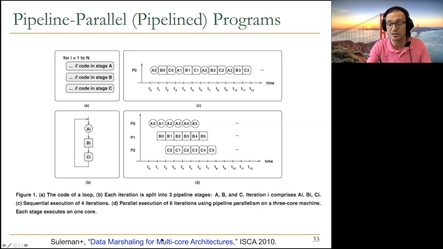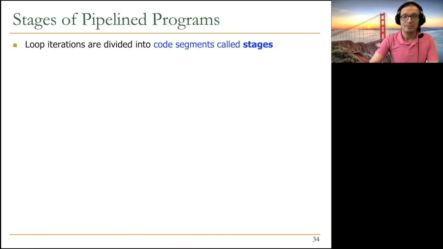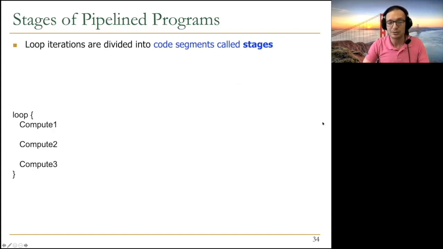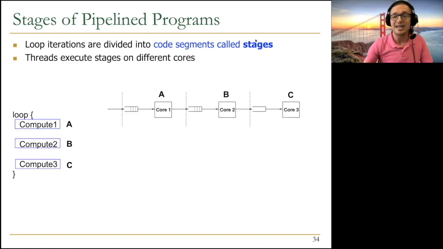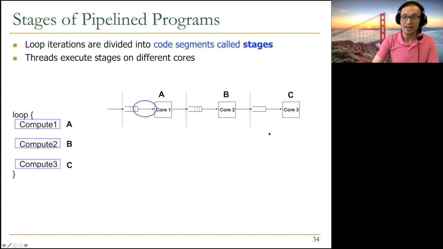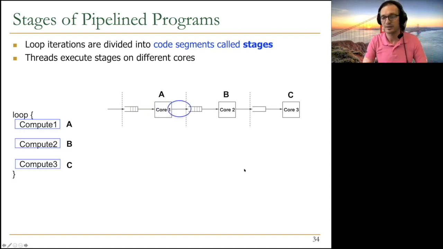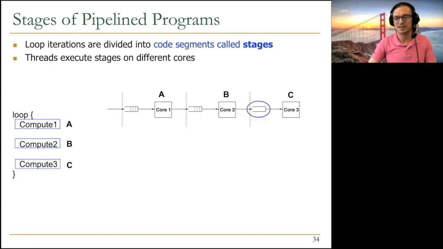If you're interested, you can read this paper that we had written in ISCA 2010. But I've already said this, basically we divide the loop iterations into code segments called stages. And each loop has different parts, let's say 3 stages in this particular case. Threads execute stages on different cores. This is a general purpose programming model, but each core may be a processing element, as you can see. And you can see that each core has a queue associated with it, and they can communicate with each other through these queues. Okay, I'm not going to go through this anymore.